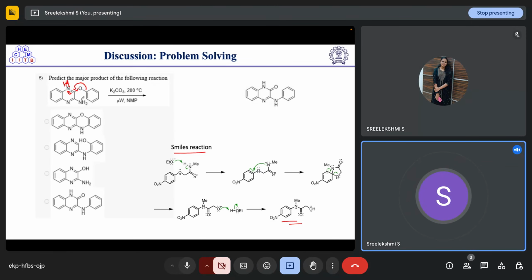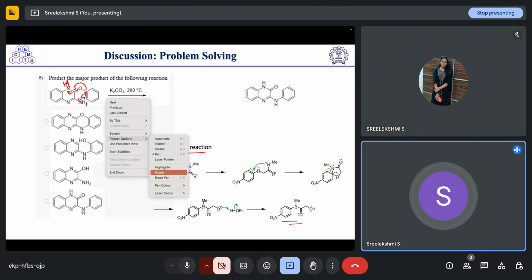And then what is happening when this is happening, first K2CO3 will be abstracting a proton from this N minus. So instead of attacking at this center, I was wrong in the beginning, it will be attacking over this center, which will result in the breakage of this bond. So that is Smiles rearrangement in this case.